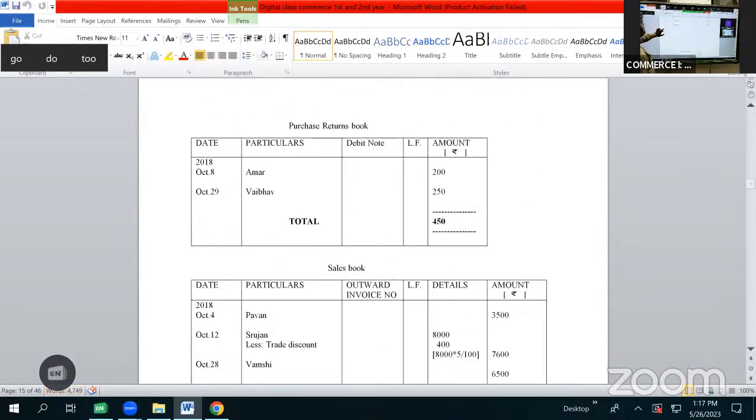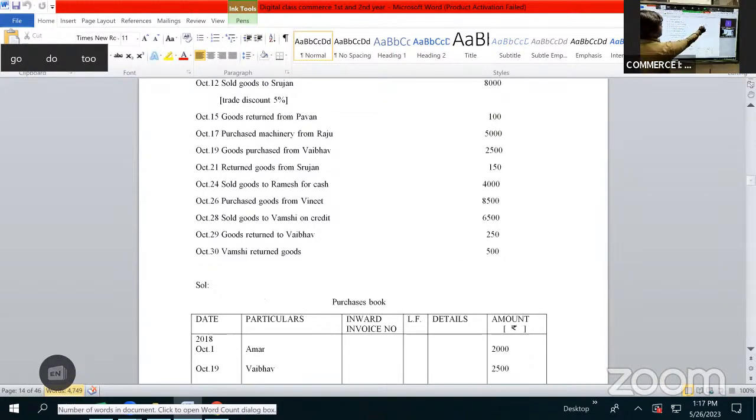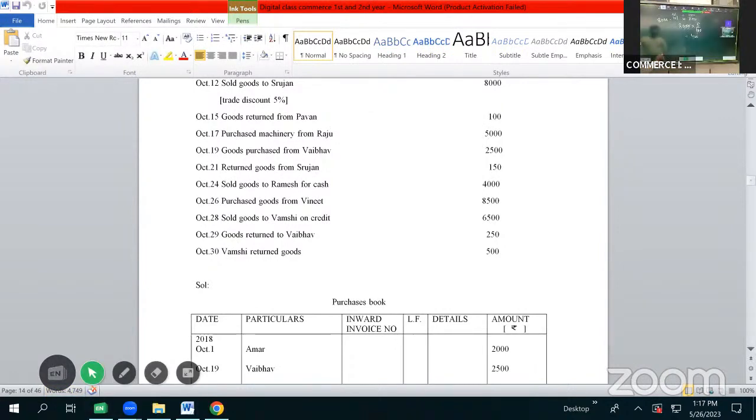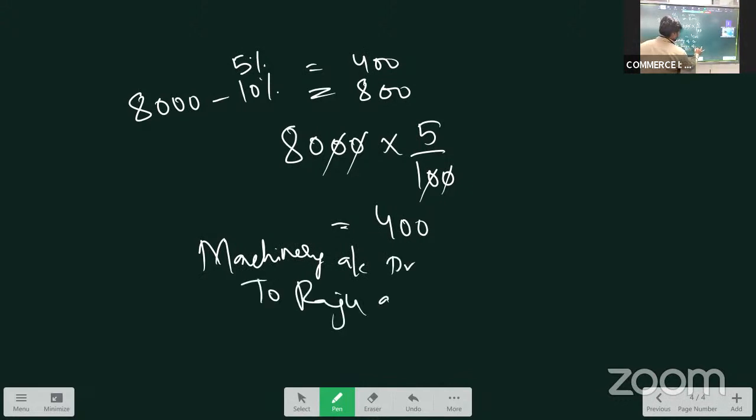Then after October 15, we have a transaction on October 17: purchased machinery from Raju 5,000 rupees. As we are purchasing machinery from Raju, the general entry will be machinery account debit to Raju account. We are not going to write this in purchases book as we are not purchasing goods. It is purchase of an asset, hence it is not recorded in purchases book.